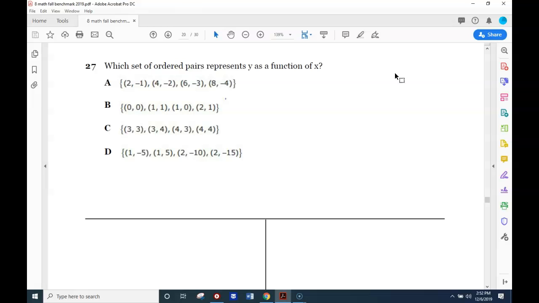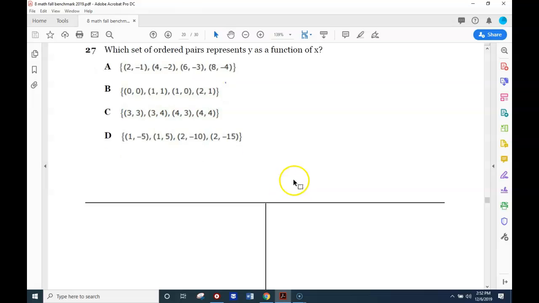C, (3, 3), (3, 4), (4, 3), (4, 4). D, (1, -5), (1, 5), (2, -10), (2, -15).